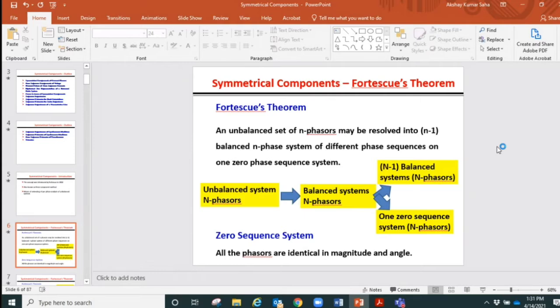Anyone to answer? Who can answer? Yes, so we can have A, B, C, or A, C, B. ABC or ACB? Yes, that's good. Now, apart from ABC and ACB, is there any possibility to get any other phase sequence?